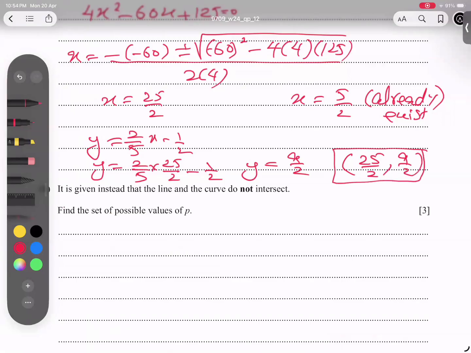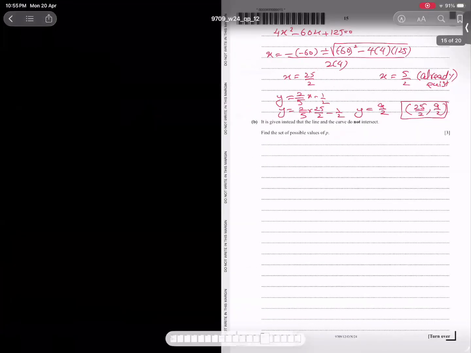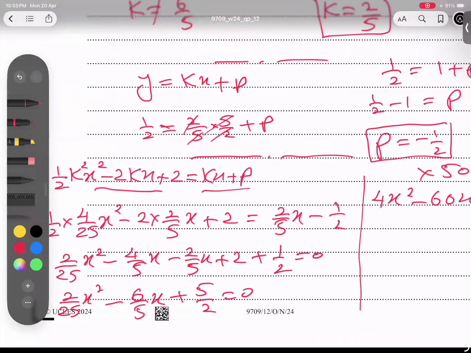Okay, now the second part of the same question. He's asking what if the line and curve don't intersect. So don't intersect means, first of all, we have to make the equation and set up, because we're looking for values of p. So job number one, the line and curve don't intersect. So I have to go back and see this equation. Why? Because both the curve and line are equal to each other.